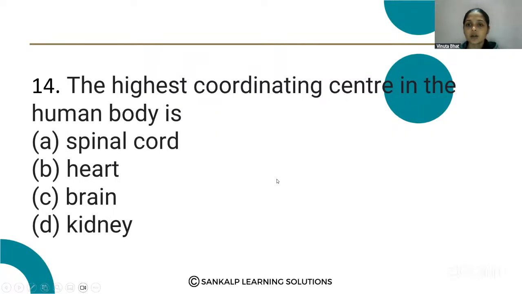The highest coordinating center in the human body is spinal cord, heart, brain, or kidney. Yes, the highest coordinating center in the human body is the brain. Option C, brain.